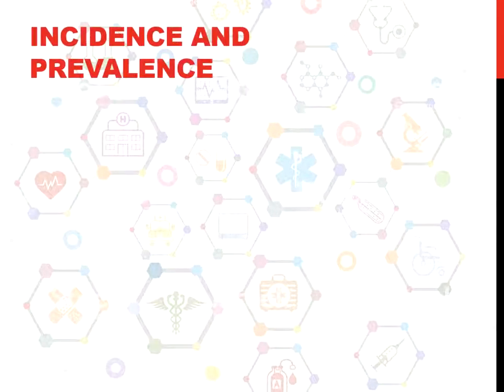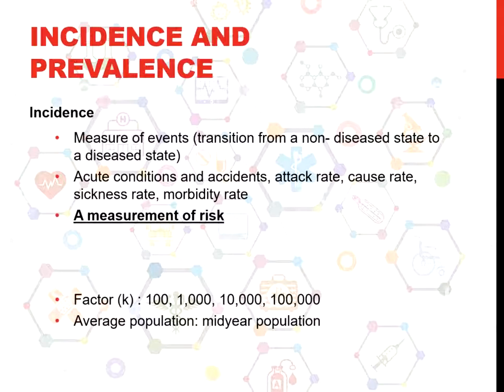Okay, so for part 3 of our lecture 4, ratio, rates, and proportion. So incidence and prevalence. So ano ba yung ating incidence and prevalence? So incidence is the measure of events that transition from a non-diseased state to a diseased state. So ibig sabihin, walang sakit papunta sa mga nagkaroon ng sakit. So acute conditions, accidents, attack rate, cause rate, sickness rate, and morbidity rate.